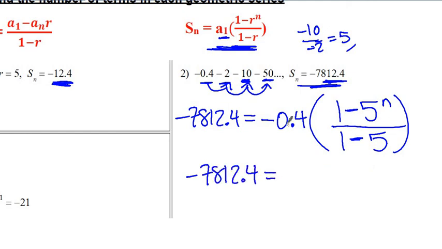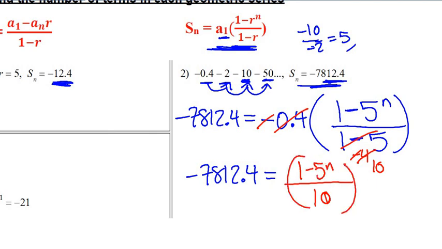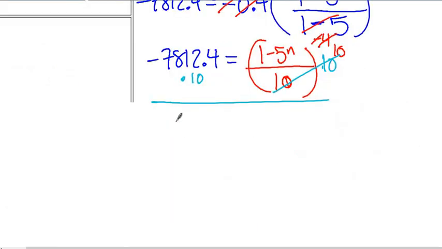We already know from the last example that the negatives cancel, and we know that that is the same as 1 over 10. So we're going to have 1 minus 5 to the n, and that's over 10. We can cancel out the 10 if we multiply this by 10 and this by 10. So here's what we will end up with, on the left side, negative 78,124. And that's equal to 1 minus 5 to the n.